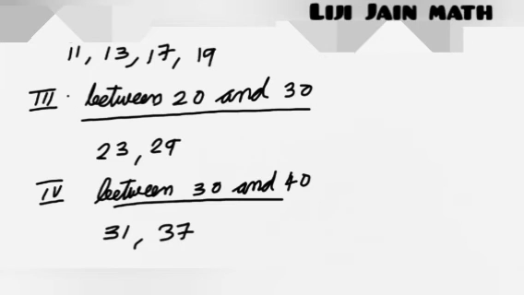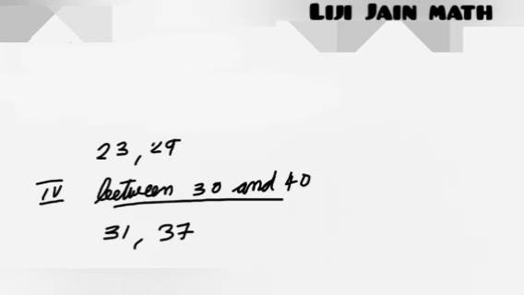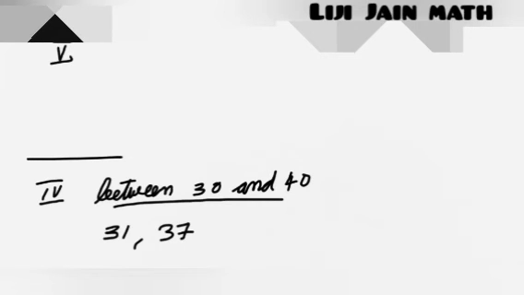38, no. 39, no. 13 3s are 39. 40 is of course not a prime number. Okay, have we got it? Please learn this table by heart. Okay, now let's move on to prime numbers between 40 and 50.